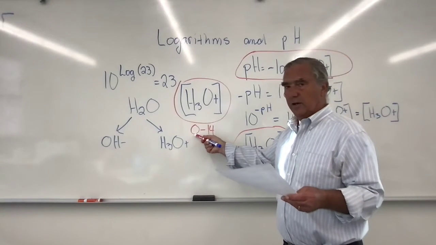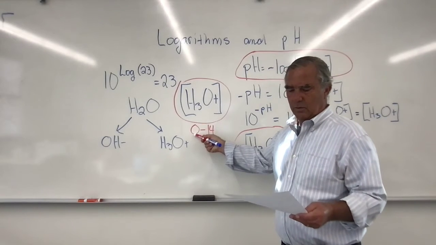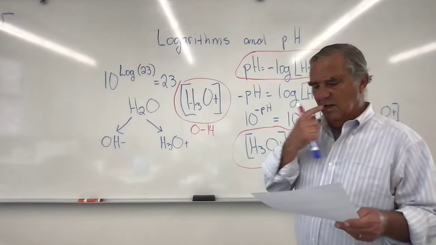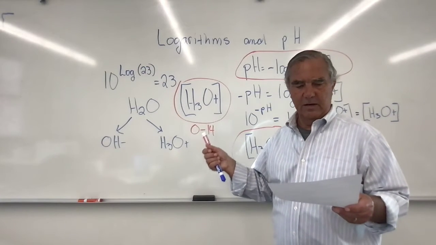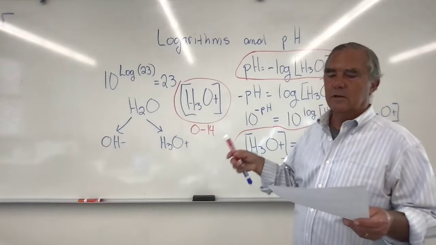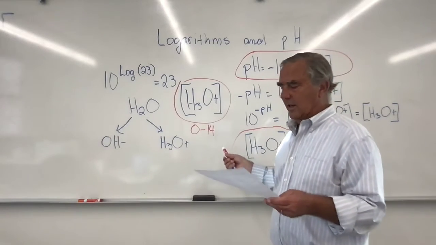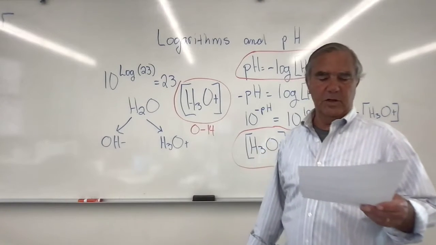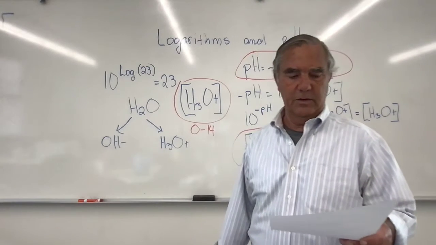pH is an exponent. It's a value between 0 and 14, indicating the acidity of a fluid. Values less than 7 indicate a fluid is acidic. Values greater than 7 indicate a fluid is basic. And a pH of 7 means the solution is acid neutral.